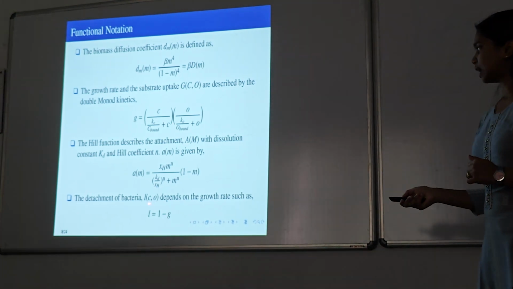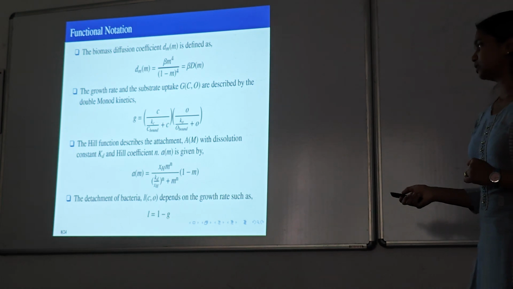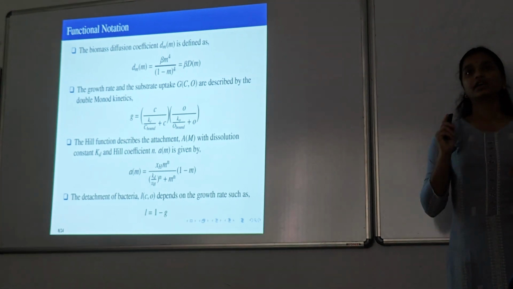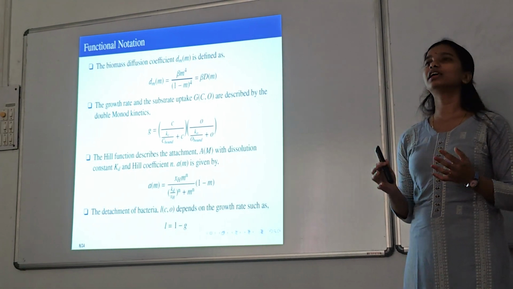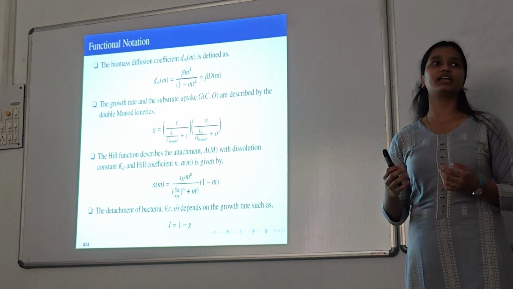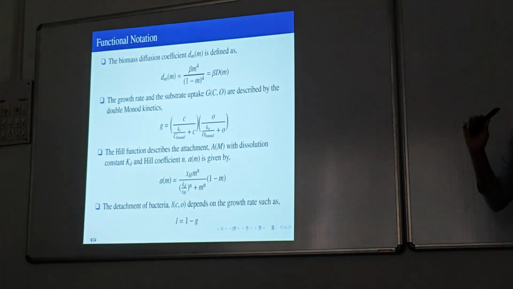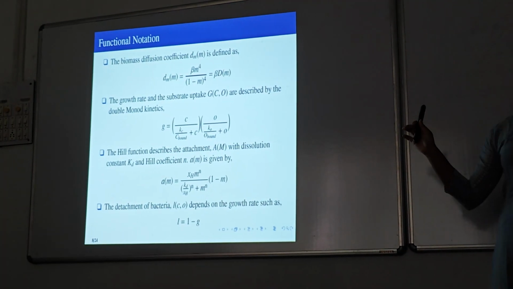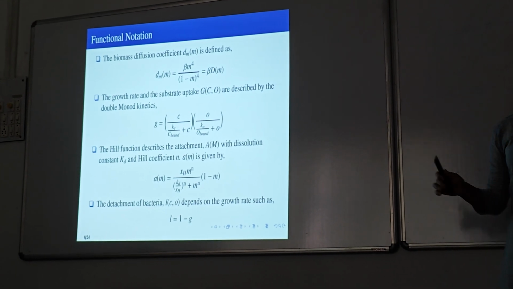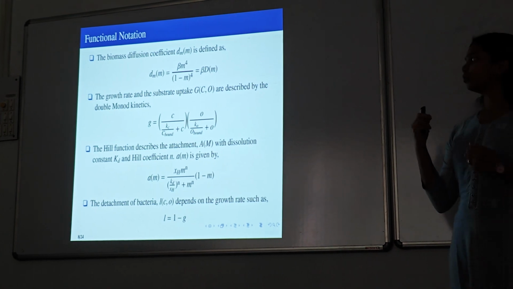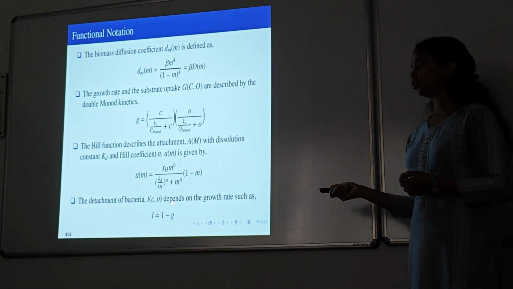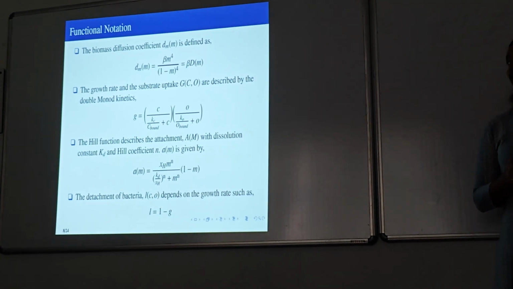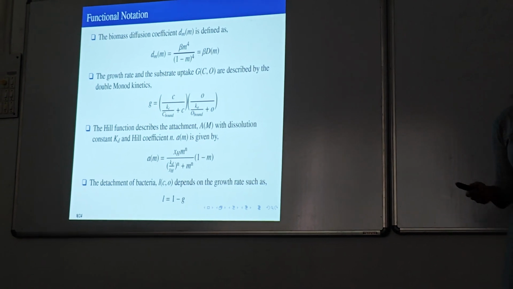And for the detachment, we are taking 1 minus g. This is referring to the idea that if the growth rate or the growth condition is not good, the biofilm is likely to detach. So the bacteria will sense if the growth condition is good or bad, and accordingly the bacteria will attach or not. If the growth condition is not good, it is not going to attach. It's more likely to detach.